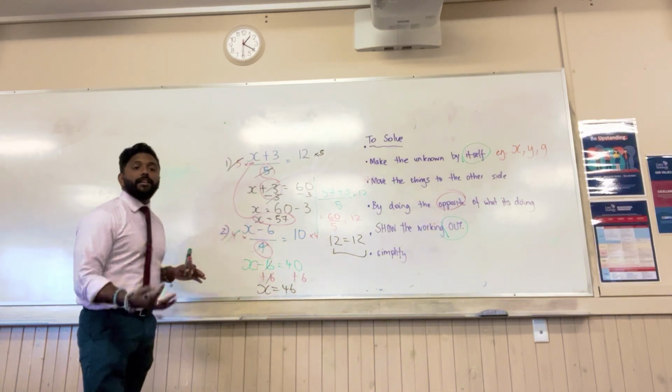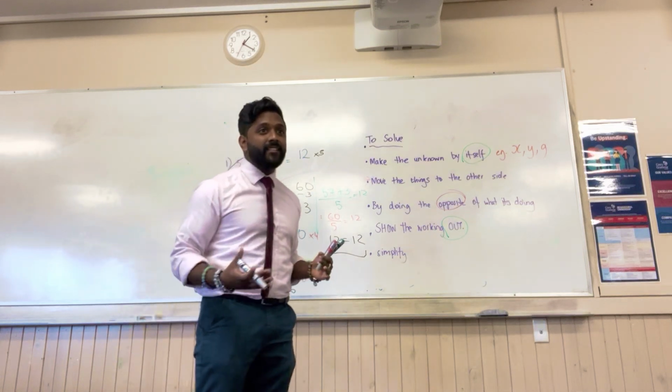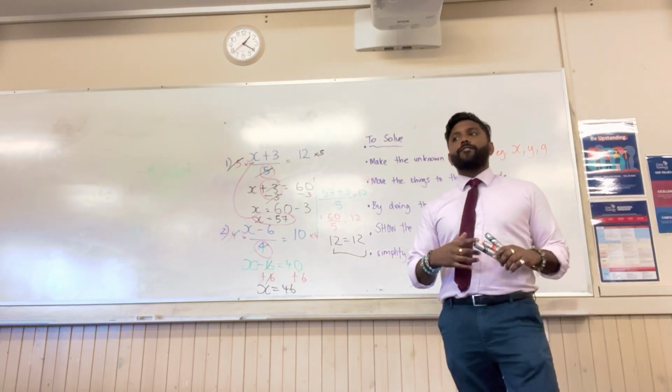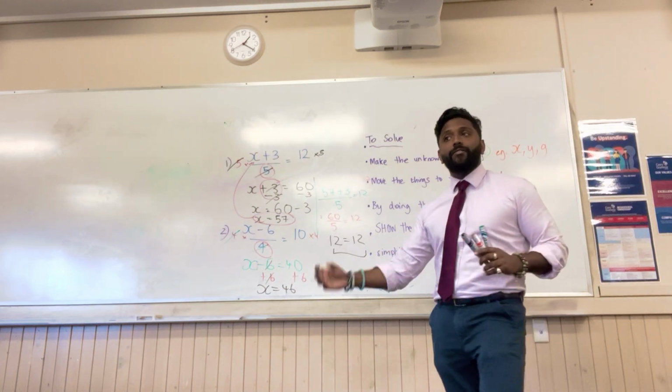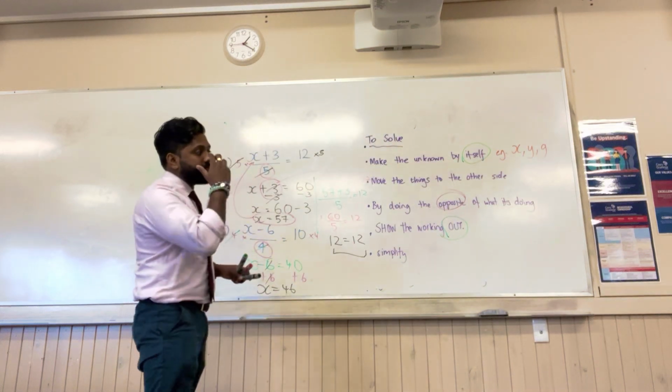These are the marks that you're going to get. If you don't show your working and you just randomly get x is equal to 46, you will only get 1 mark. Because then it's assuming that you've just copied it from someone even though you may not have done that. You get 2 marks: 1 mark for the working out, 1 mark for the answer.